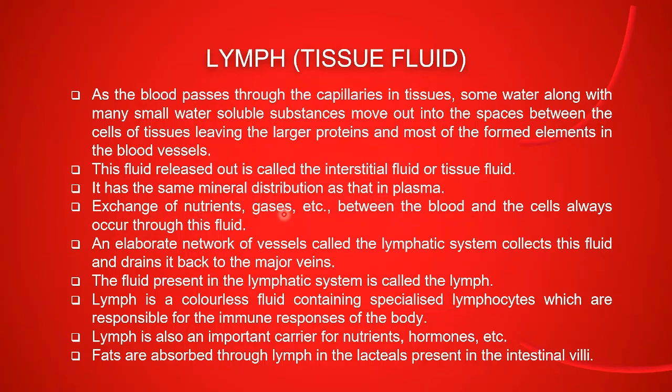Exchange of nutrients and gases between the blood and the cells always occurs through this fluid. That is a very important function of this tissue fluid. An elaborate network of vessels called the lymphatic system collects this fluid and drains it into the major veins. The fluid present in the lymphatic system is called lymph. Lymph is a colorless fluid containing specialized lymphocytes, which are responsible for immune responses of the body. Lymph is also an important carrier for nutrients and hormones, and fats are absorbed through the lymph in the lacteals present in the intestinal villi.